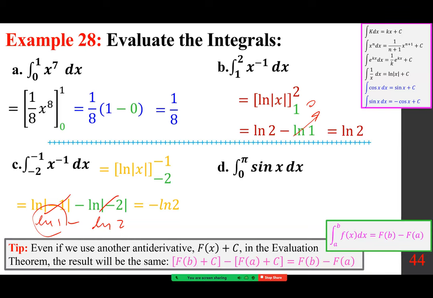The integral from 0 to pi of sine x dx. The derivative of sine is cosine, but the integral is negative cosine x. I'm going to keep the negative sign out, and I'm going to put the upper limit first, pi, so cosine of pi minus cosine of 0, and I keep the negative sign out. You know cosine of pi to be negative 1, minus cosine of 0, which is positive 1, so this is negative 2. The negative outside makes it positive, so the answer is 2.